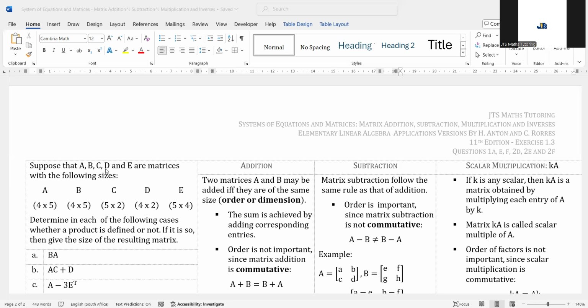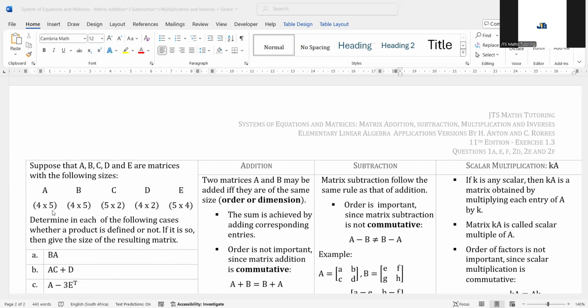Suppose that A, B, C, D, and E are matrices with the following sizes. A is a 4x5, B is a 4x5, C is a 5x2, D is a 4x2, E is a 5x4. What do we mean by this? If we say A is a 4x5, that simply means A has got 4 rows and 5 columns. So when you are defining or dimensioning a matrix, we always start with the number of rows, then multiply it with the number of columns.